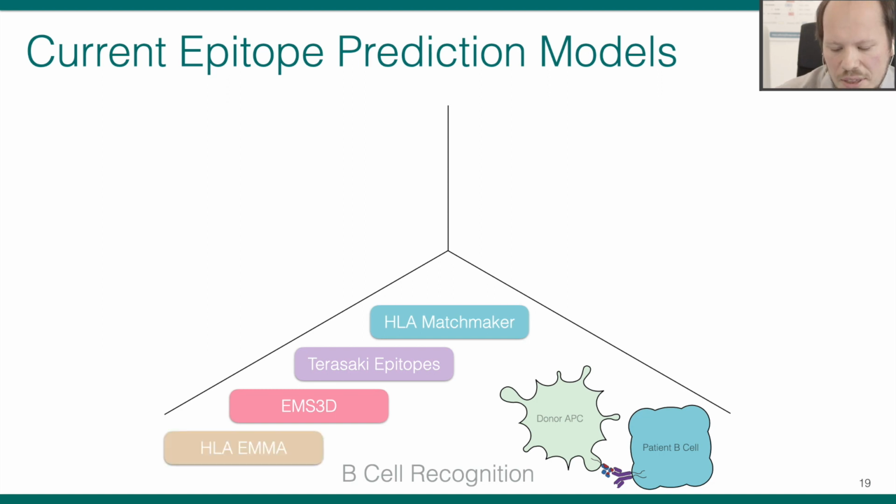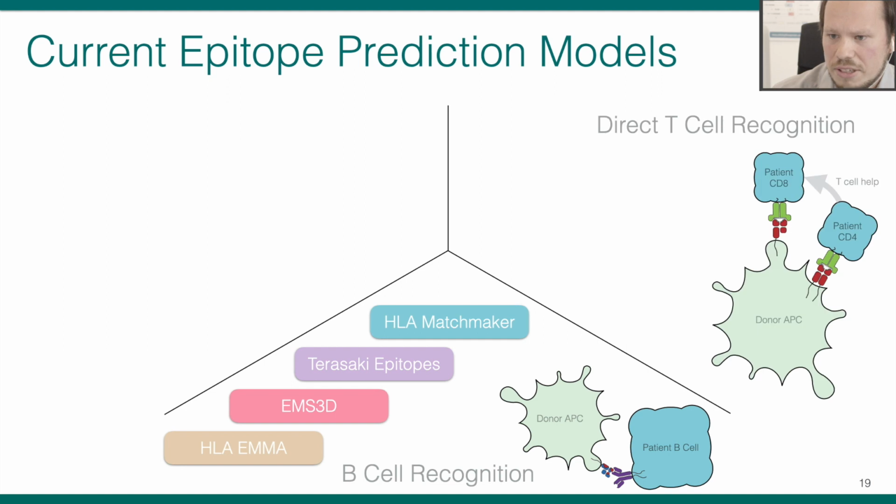And pretty recently the Leiden group published the HLA EMMA tool, which is taking this approach further, the B-cell recognition, by using some more bioinformatics tools on solvent probabilities, or surface accessibility in solvents. So this is also quite interesting.